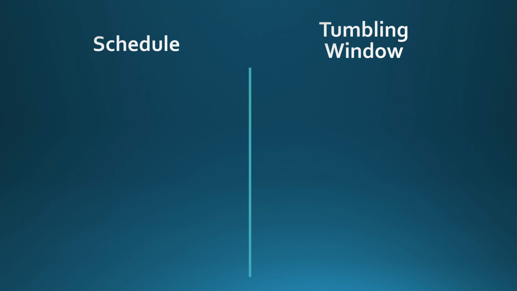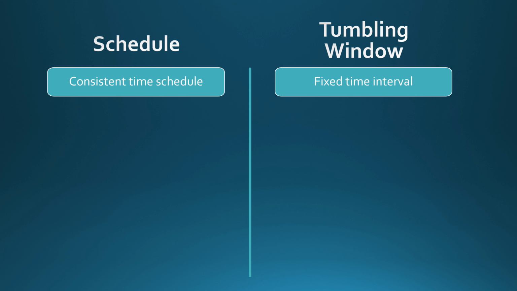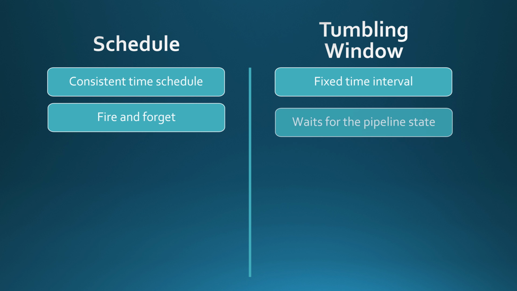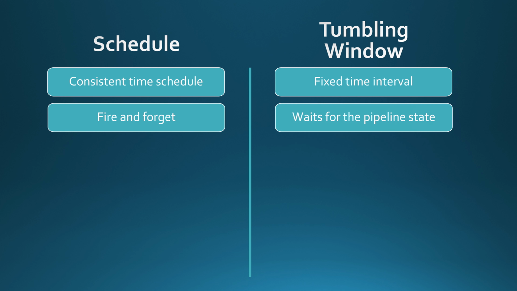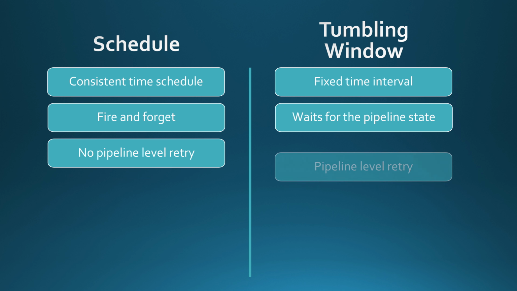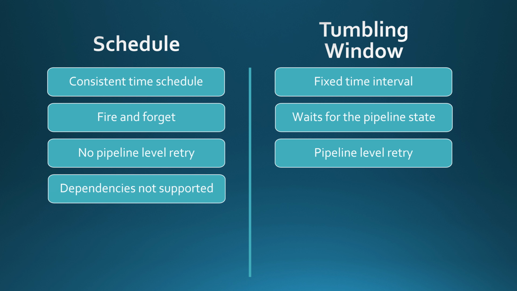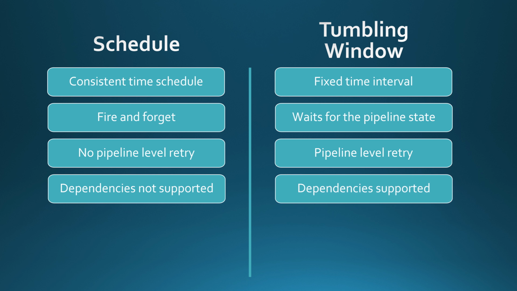The schedule trigger runs on a consistent time schedule and the tumbling window is a fixed interval. Schedule trigger is a fire and forget type, meaning that it doesn't care about the pipeline state at all and it will just fire and forget the pipeline after that. But the tumbling window waits for the pipeline state, so it is interested in how the pipeline run actually went. In the schedule trigger, we do not have pipeline level retries, but in the tumbling window, we have those. The schedule trigger doesn't support any dependencies to other triggers, but the tumbling window does support them.